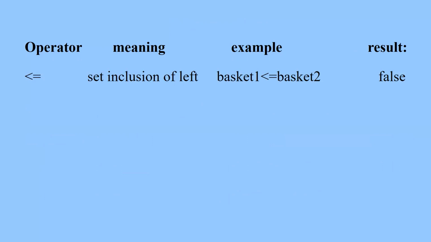Then we have this other operator. We call it inclusion of left operator. So it means set inclusion of left. So basket 1 or basket 2, set inclusion of basket 1. So what will be the answer? The answer is false.